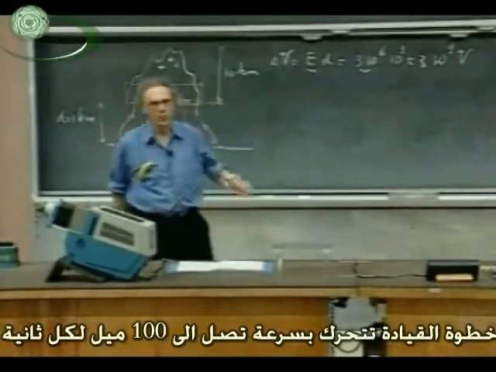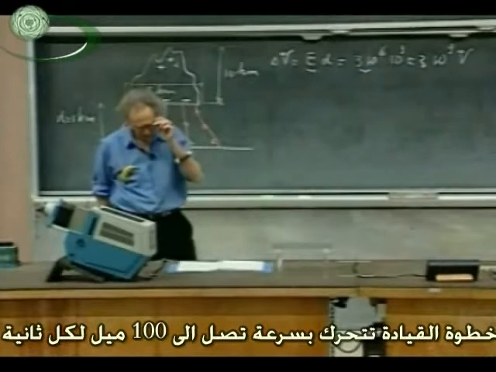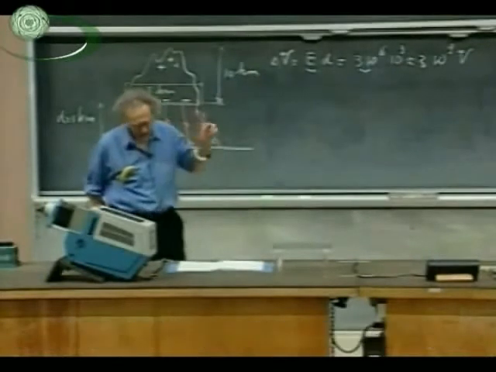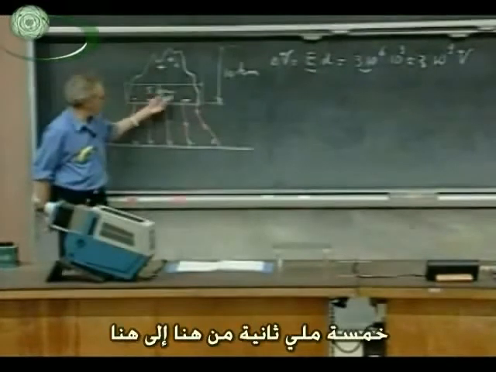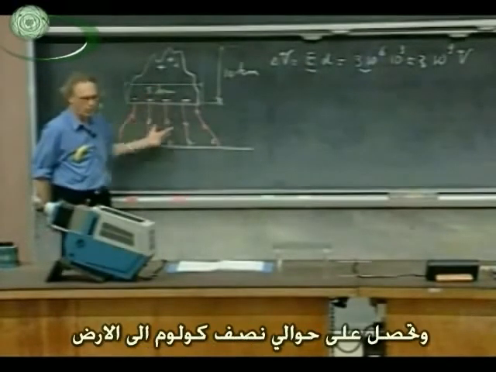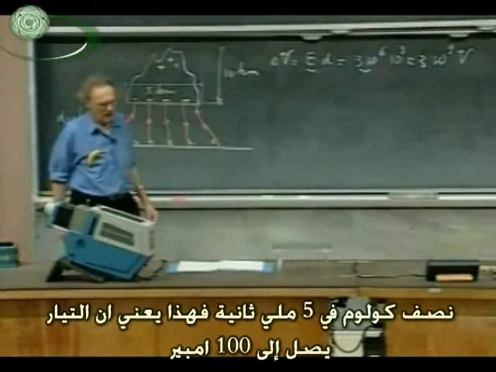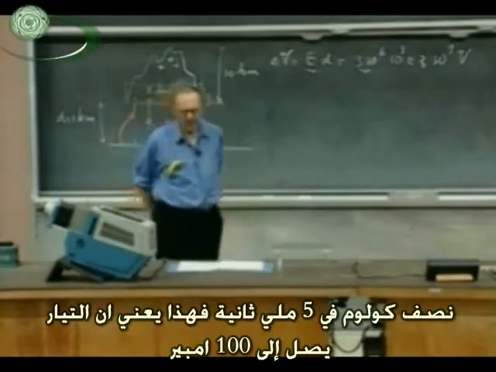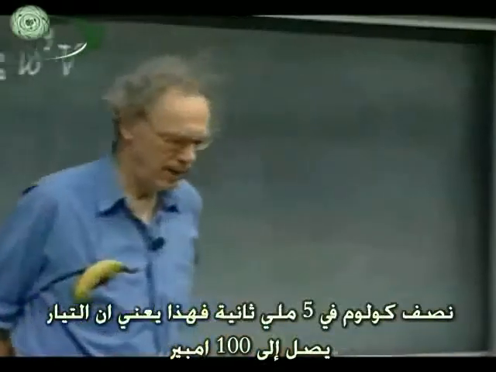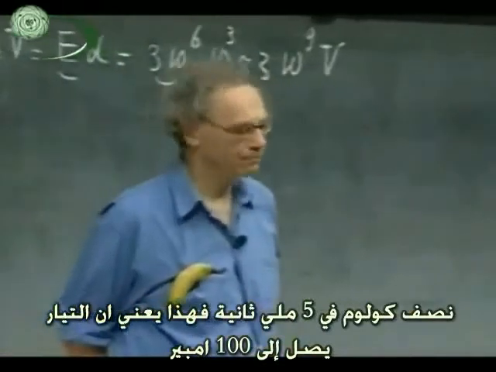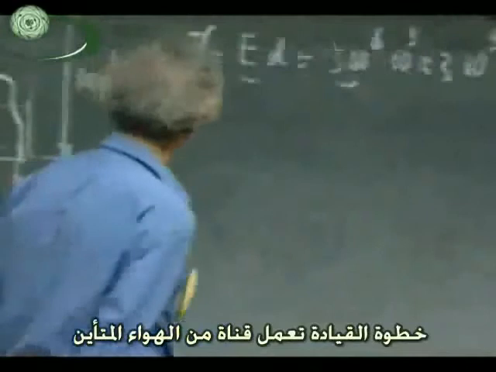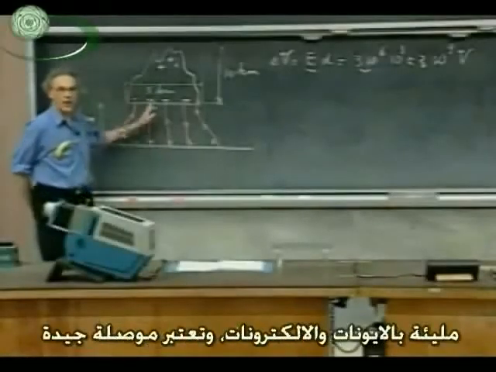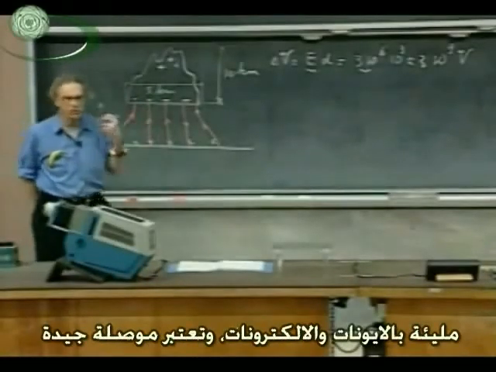The step leader moves about 100 miles per second, and so it comes down in about 5 milliseconds. 5 milliseconds from here to here, and it takes about half a Coulomb to the Earth. Half a Coulomb for about 5 milliseconds, that means the current is about 100 amperes. The step leader creates a channel of ionized air, full of ions and full of electrons, which is an extremely good conductor.